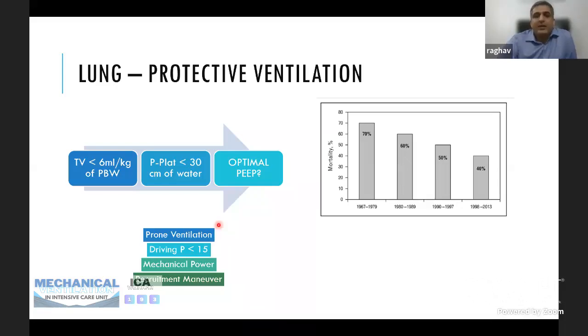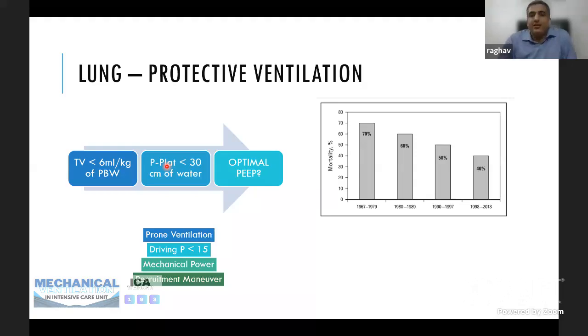So, what is lung protective ventilation? There are three very important components of lung protective ventilation. One is to ventilate the patient with low tidal volumes, that is a tidal volume of 6 ml per kg or less of predicted body weight or ideal body weight, which is based upon the height of the patient. The second is to keep the plateau pressure, or the maximum pressure which a patient reaches during tidal ventilation, to less than 30 centimeter of water. And the third is to set an optimal PEEP.